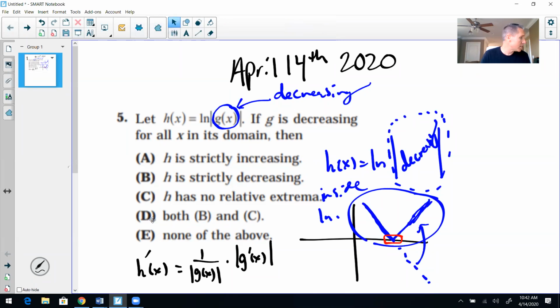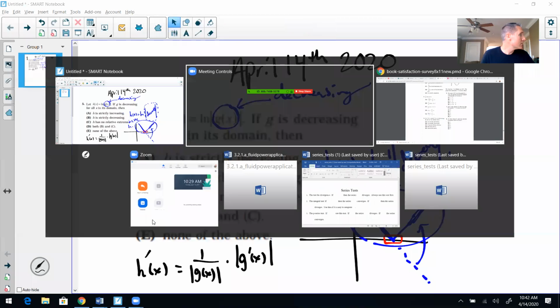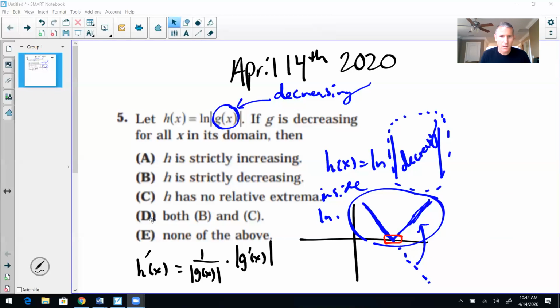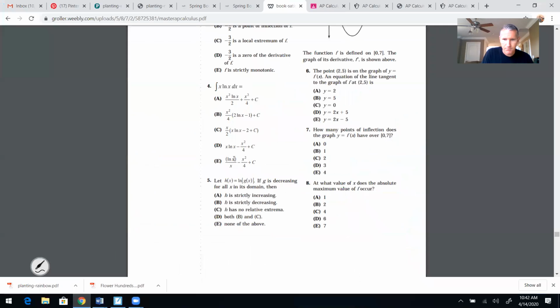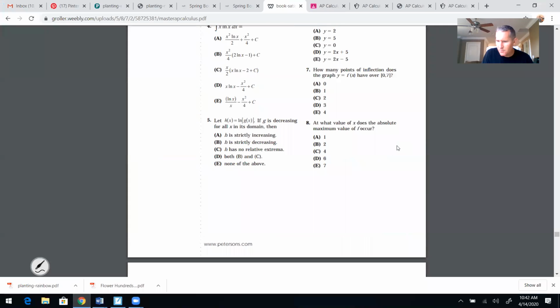I don't know if I'm right. You guys already... no, let's see. I need to get to my... So that's number 5. Let's see what they have.